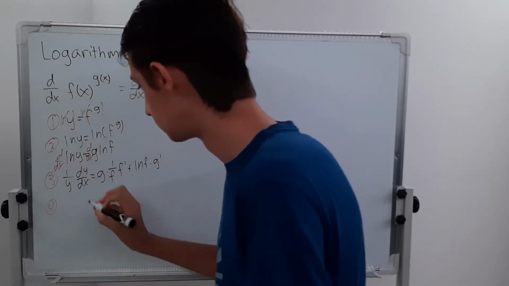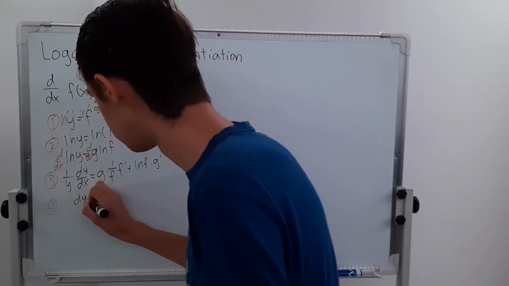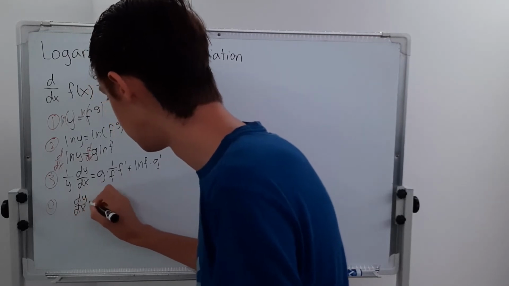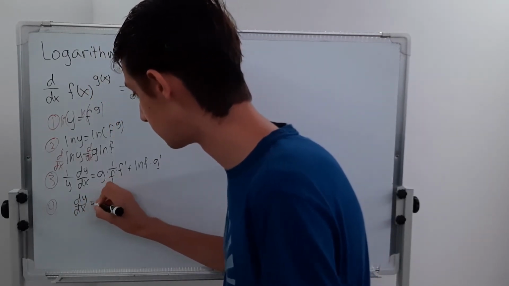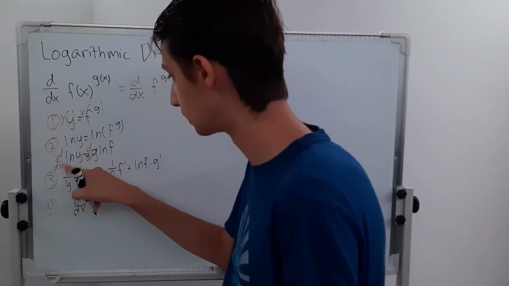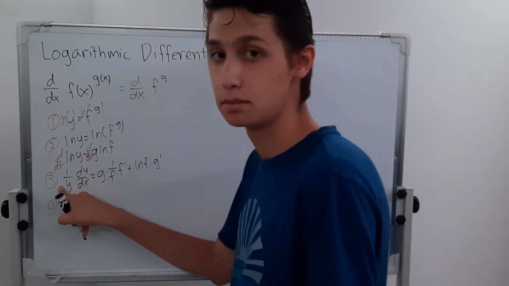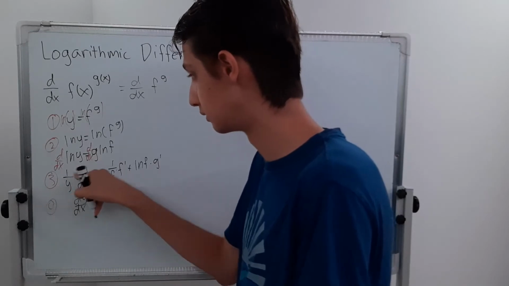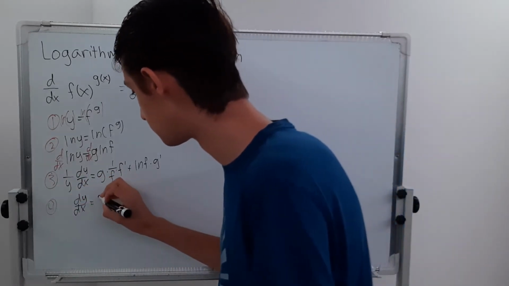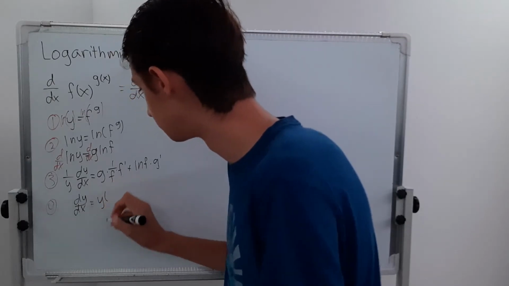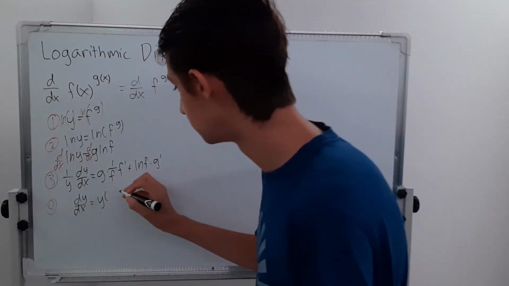Okay, so now our fourth step is to isolate our dy/dx. So we just take y prime, and the way we isolate is by multiplying by y. So we have 1 over y, and if we multiply that by y, then we get dy/dx on itself, and so we have to multiply this side by y, okay?